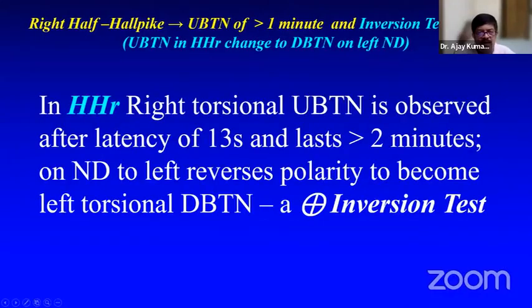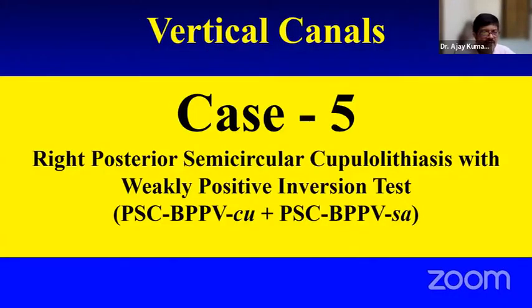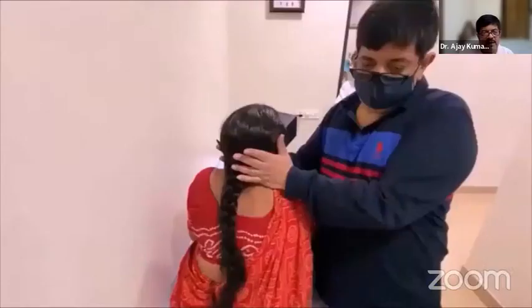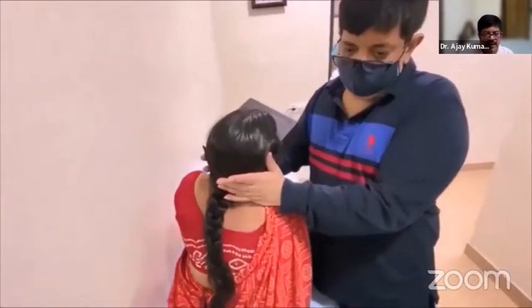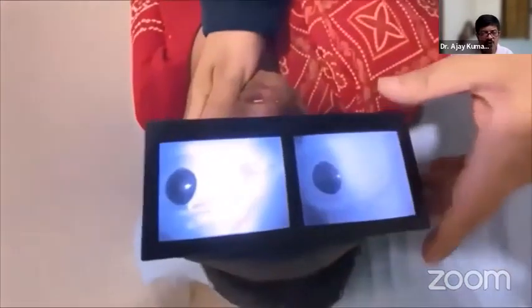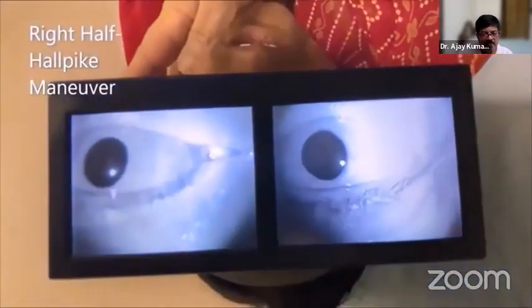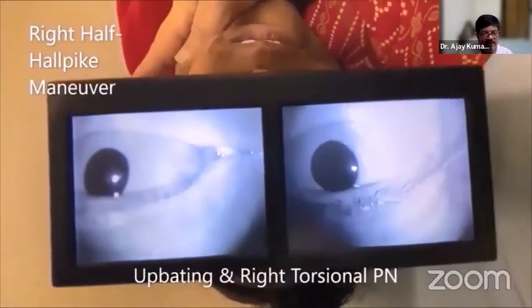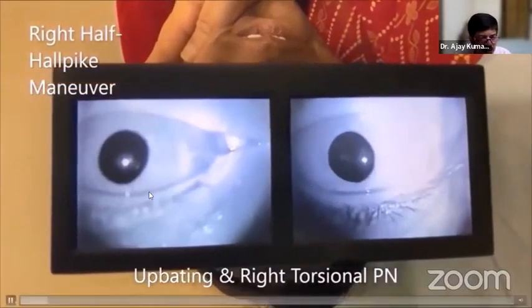So this is the summary of this patient. Case 5 is right posterior semicircular cupulolithiasis with weakly positive inversion test. This is an interesting patient which, in my opinion, had posterior semicircular cupulolithiasis as well as short-arm posterior semicircular canalolithiasis. A lady around 52 years old, the right-sided half Hallpike test shows an upbeating right torsional nystagmus of more than a minute.